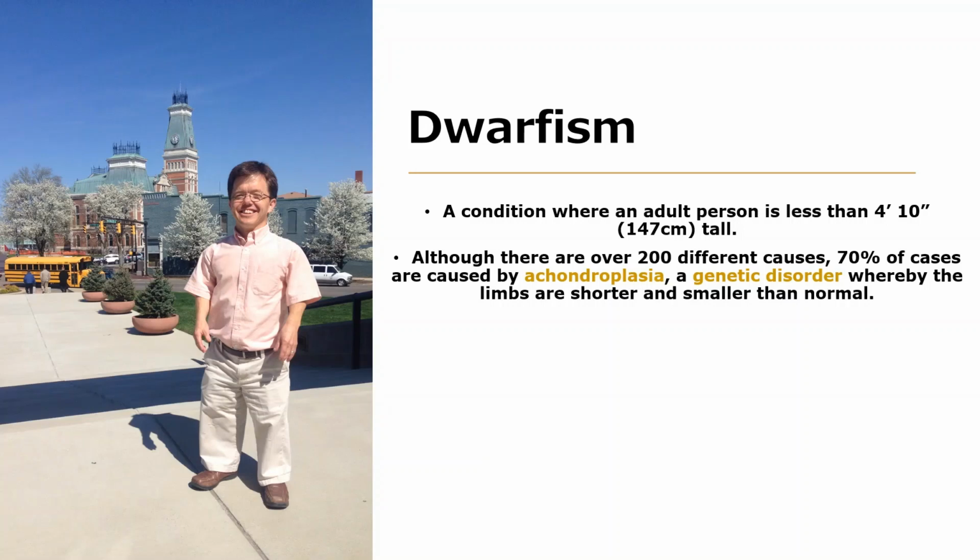Some sources say there's 200, even 300 different causes of dwarfism, but most of them, it says here, 70% are caused by something called achondroplasia, and this is a genetic problem. And it's just that the arms and the legs are shorter than normal. The torso's kind of normal size. The head's kind of normal size, but the limbs are shorter than they should be. And this is an achondroplastic type of dwarfism. It's the most common form.